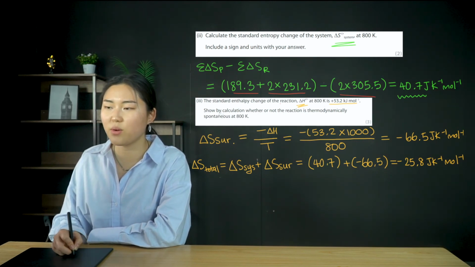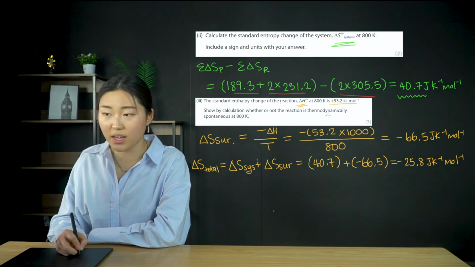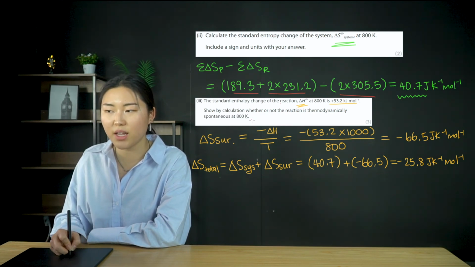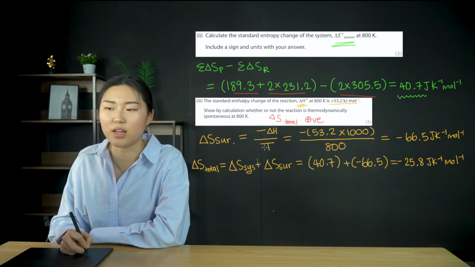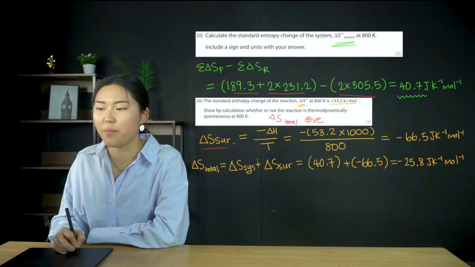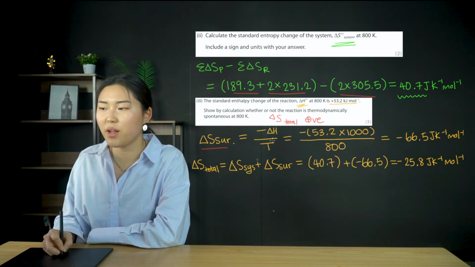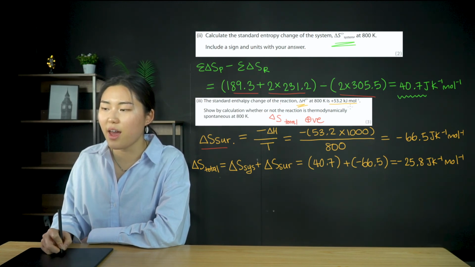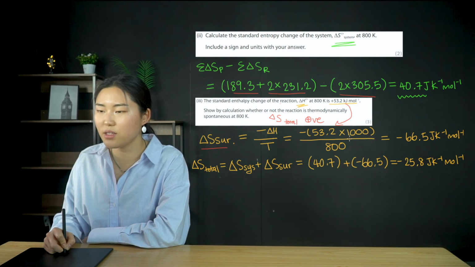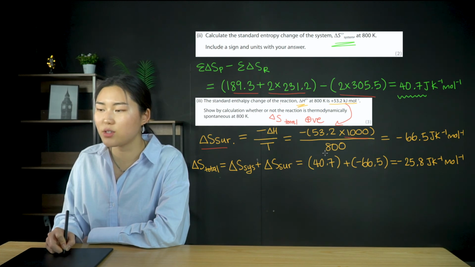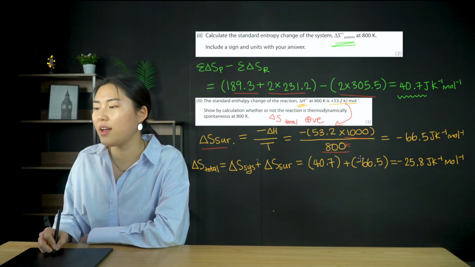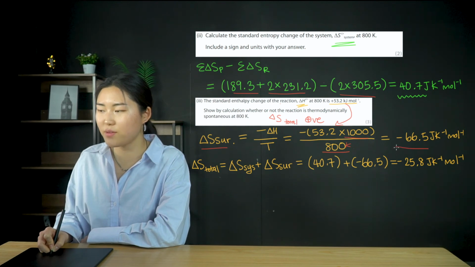Show by calculation whether or not the reaction is thermodynamically spontaneous at 800 K. So spontaneous means that delta S total has to be positive, right? So we need to determine that. So first of all, we're going to calculate our delta S surroundings, which is involved in calculating delta S total, just as the formula stated. So we're just going to plug in 53.2 in there, and we times by 1,000 because obviously the units, right? And divide by 800 K. Because that's the temperature, and we get minus 66.5 joules per Kelvin per mole.